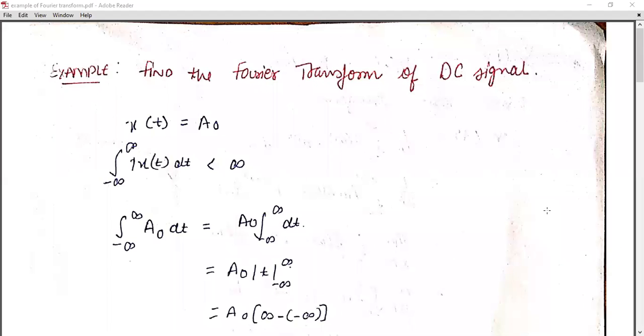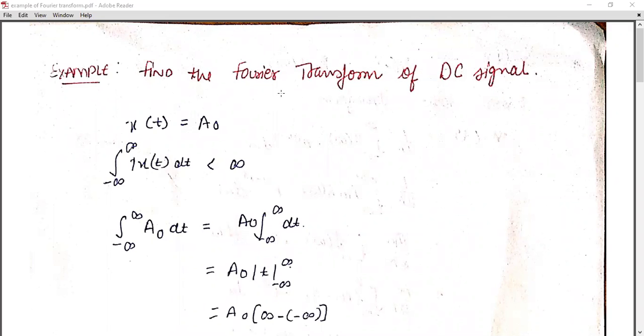Today we are going to cover the topic of Fourier transform example. In our previous video, we covered how to find the Fourier transform. So here we are going to cover the example of the Fourier transform of a DC signal. If the given signal is a DC signal and the question is to find the Fourier transform of a DC signal, how are you going to find it?